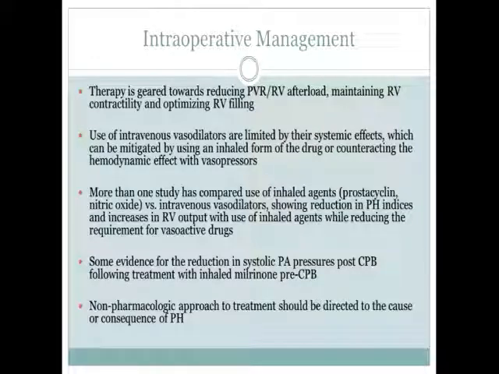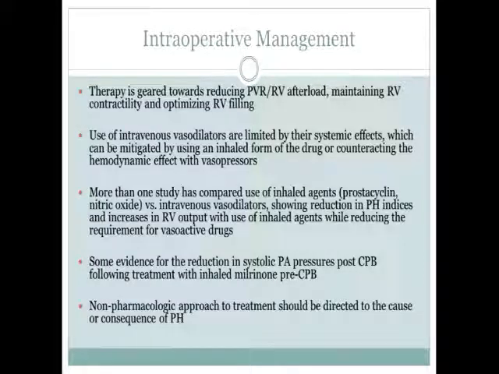I did come across a few studies, a lot of them older, that compare the use of inhaled vasodilators intraoperatively, mainly in patients presenting for cardiac surgery, versus IV vasodilators. The drawback of using IV vasodilators is a systemic effect, so there's really nothing that only acts on the pulmonary vasculature and doesn't cause reductions in your systemic vascular resistance. So that's what mainly limits the use of the IV agents in the perioperative period.